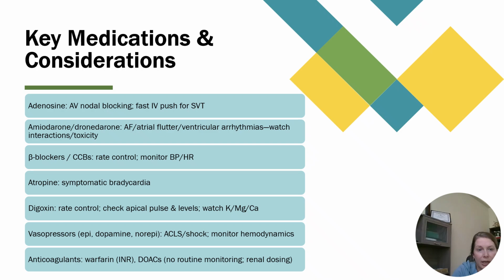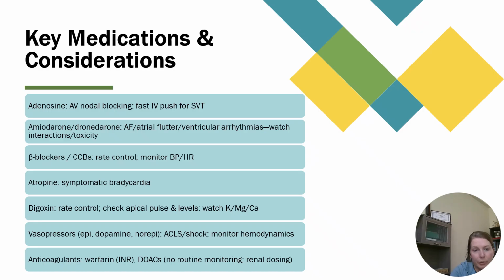Our beta blockers and calcium channel blockers we are going to use for rate control, remembering to monitor our blood pressure and heart rate. The atropine we can use for symptomatic bradycardia, so your patient can still have a pulse, still be awake, they're just starting to get hypotensive with their bradycardia. The digoxin, we are going to use that after we've checked their apical pulse for 1 full minute. We're going to use that for rate control.